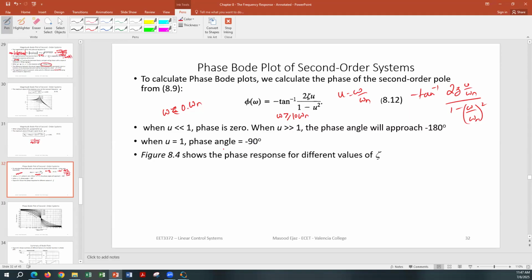When omega is omega n, that is going to be 90 degrees. So we will have to apply the L'Hopital rule on that, because the denominator is becoming 0. Denominator becomes 0 means it's infinity, a very large number. It's going to become negative 90 degrees at that time. Negative 180. Let's see.